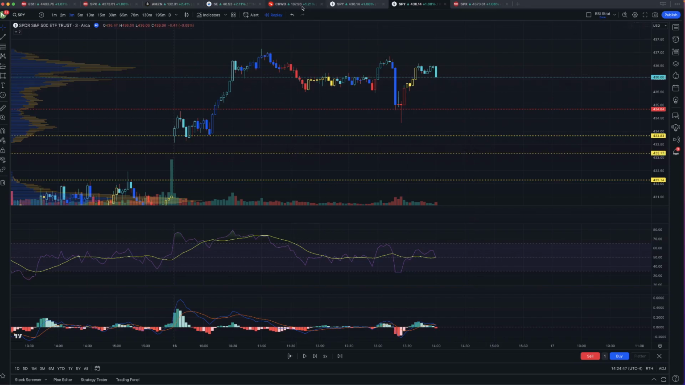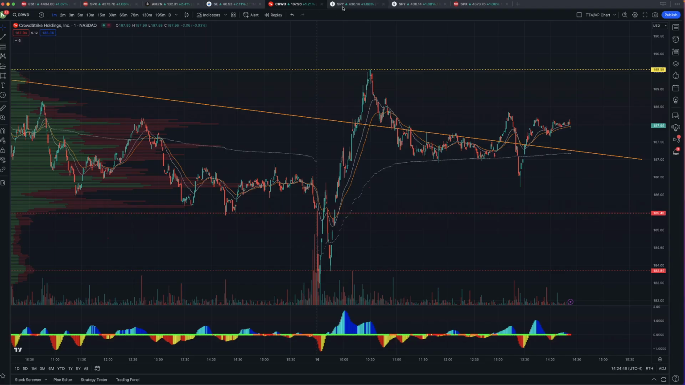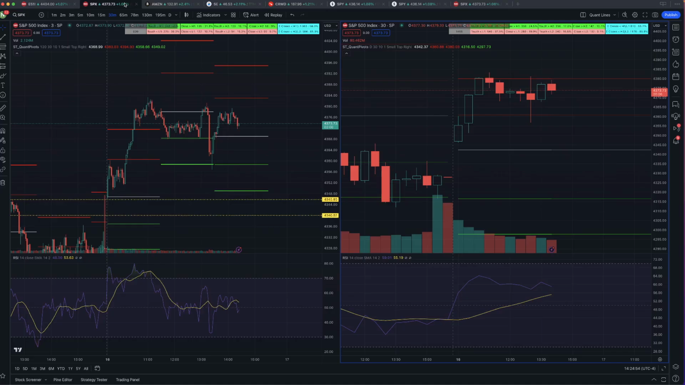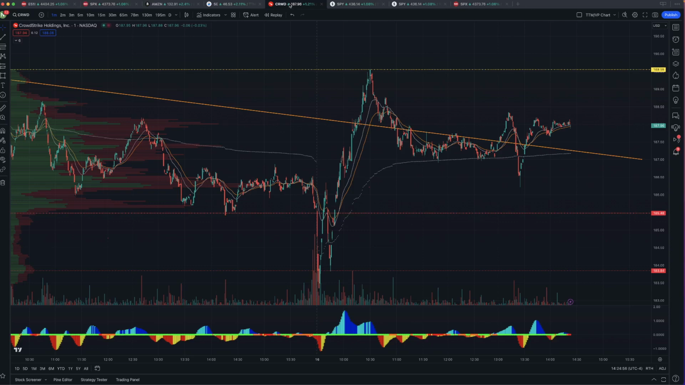Does anybody have any questions on that? Hold on, quick check of my other positions here. Crowd's holding up fine. Added on this bounce and crowd.